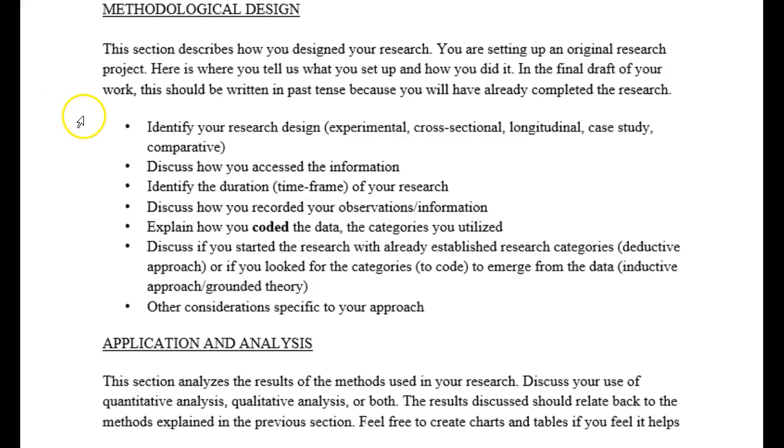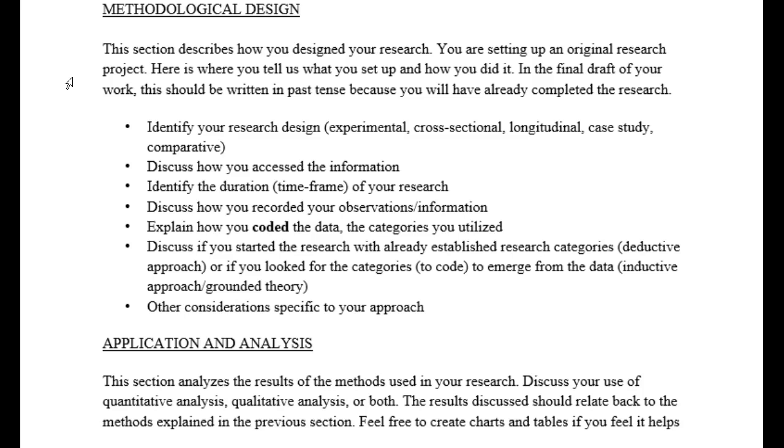Okay, then you go to section 3, which is the methodological design. Okay, this tells us how you designed your research. Again, we do not hear anything about the solution. We are only hearing now about how you approached your research. How did you set this up? Okay, you want to identify what type of research design you used. Tell us how you accessed the information.